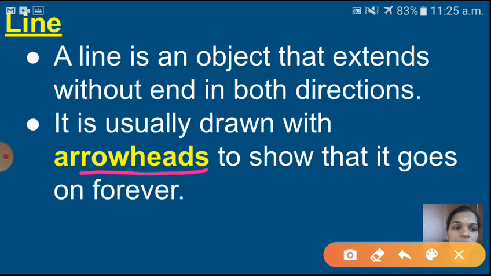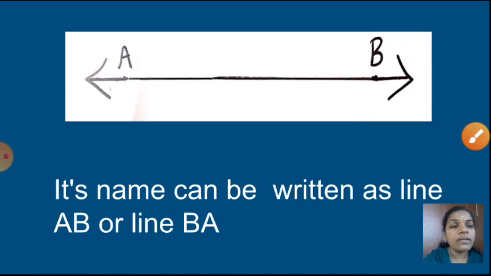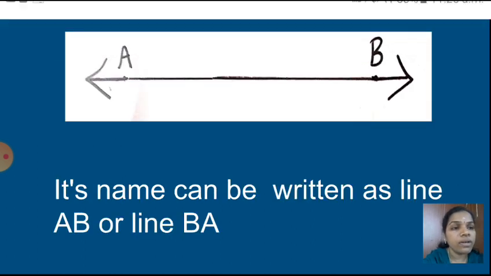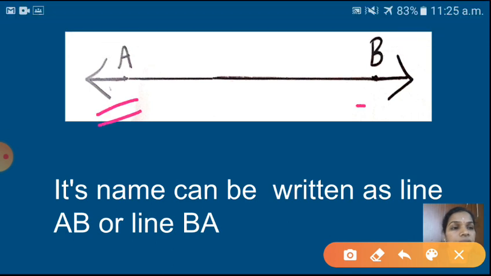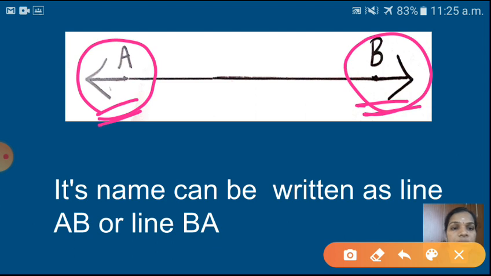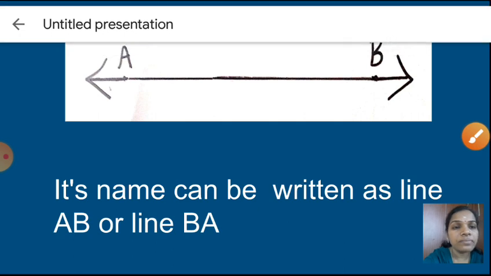See this figure alongside, I have given one line. On both sides, arrowheads are there. Its name can be written as line AB or line BE. On both sides arrowheads are there, and in a line segment, endpoints are there. Shall I go to the next, children?